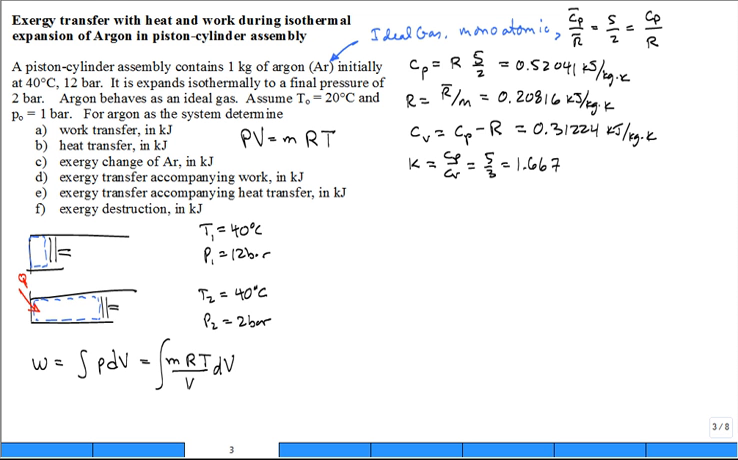The gas constant R is not changing. And the temperature from this problem is not changing. So all three can come outside the integral. We're left with the work equal to mRT times the integral of 1 over V dV, which is the natural log. So we have the natural log, and we evaluate at the limits, going from initial state 1 to final state 2, V2 over V1.